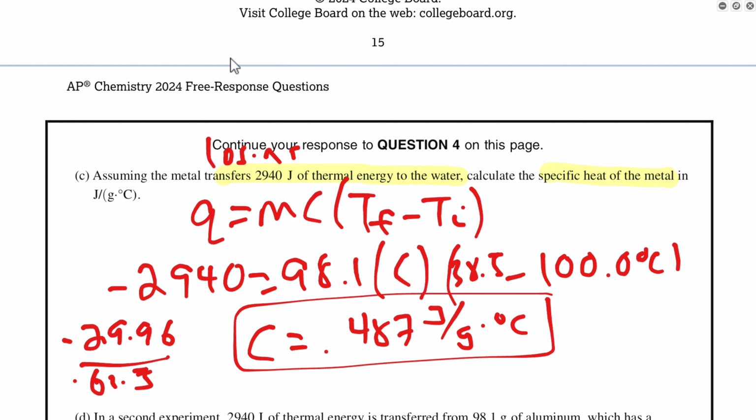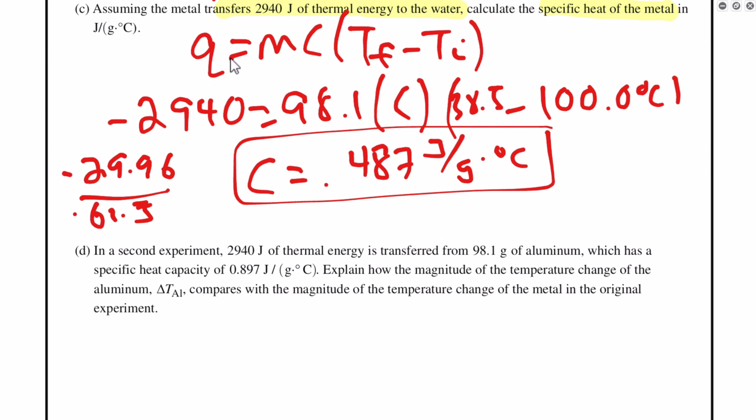Okay, makes sense. Again, metals have very low specific heat, so I'm on board with that. So, in the second experiment, 2940 joules of thermal energy is transferred from 98.1 grams of aluminum, which has a specific heat capacity that's different. Okay, so we're looking at two different materials with two different specific heat capacities. And this asks to explain how the magnitude of the temperature change of the aluminum compares with the magnitude of the temperature change of the metal in the original experiment.